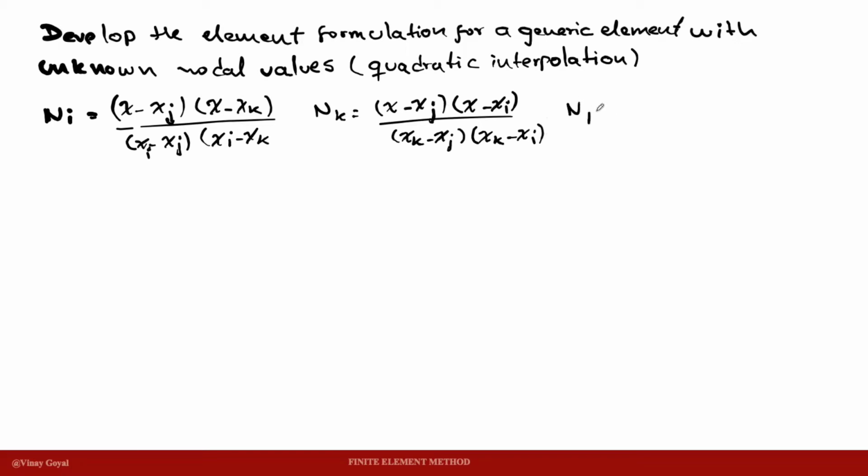And finally, for the last node, we have that x minus xi, x minus xk over xj minus xi, xj minus xk. All right, so those are the 3 shape functions. You can see that all 3 of them are x dependent only, right?